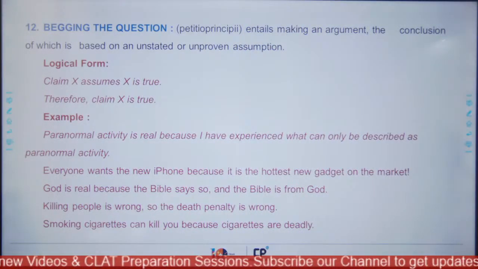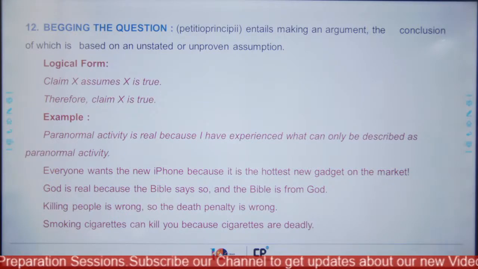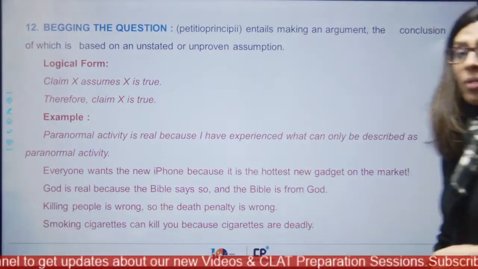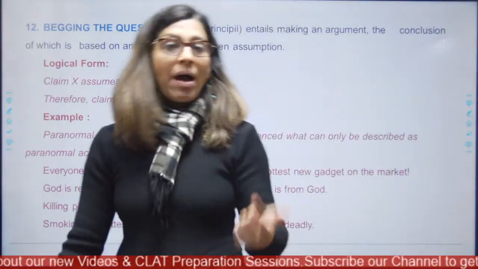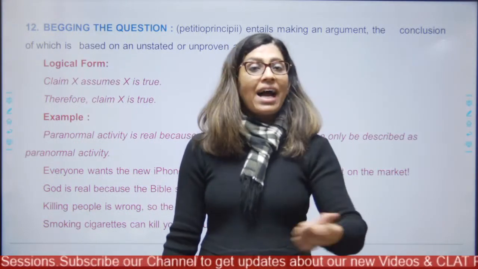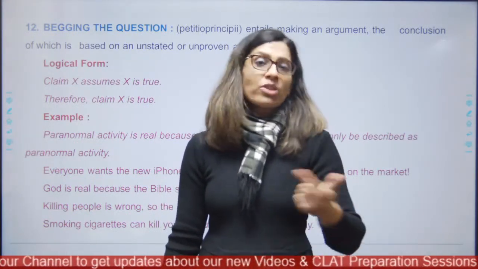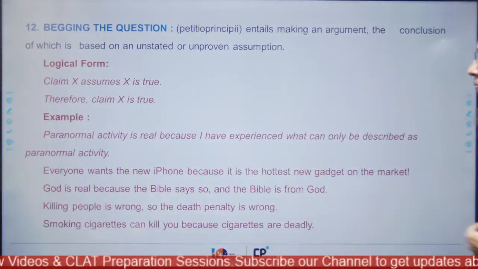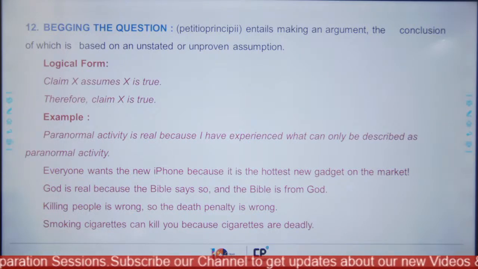God is real because the Bible says so, and the Bible is from God. So this is also known as circular reasoning. God is real because Bible is saying, and why is Bible correct? Because God wrote Bible. This is typical of the Hindi rhyme about the house in front of the tree and the tree in front of the house, both facing each other. So you can note down these examples, and I'll be back in exactly a minute.